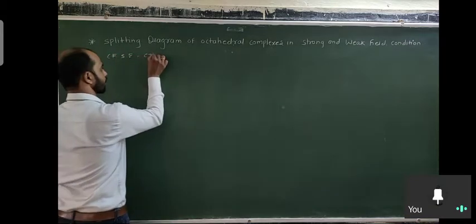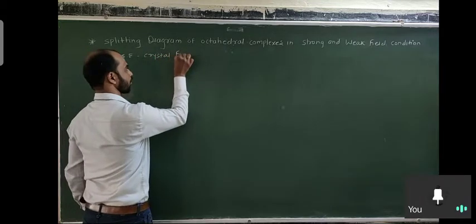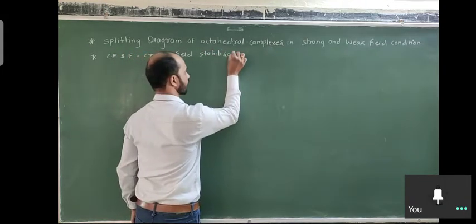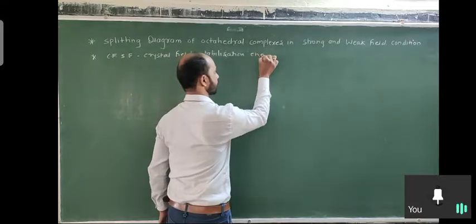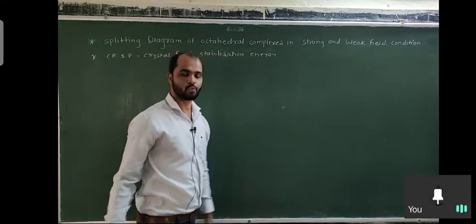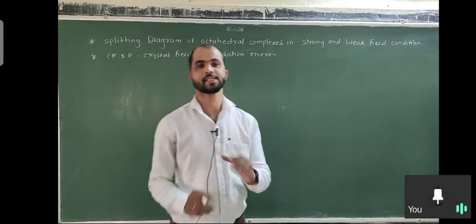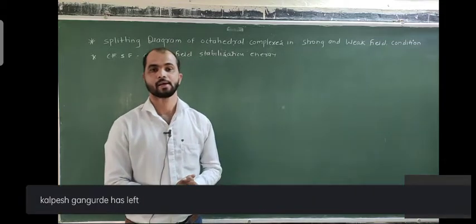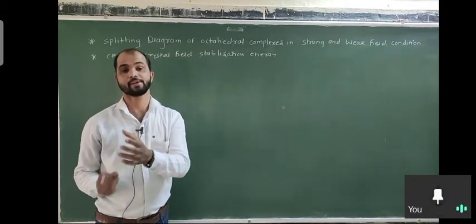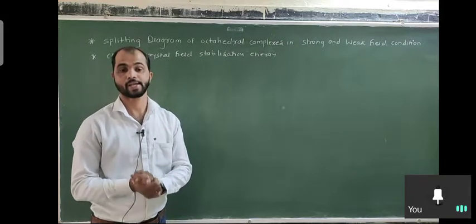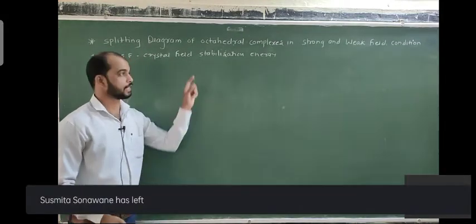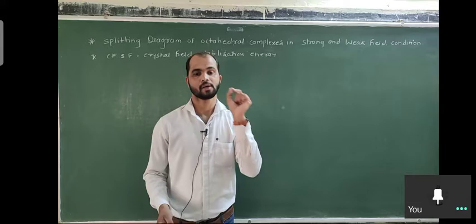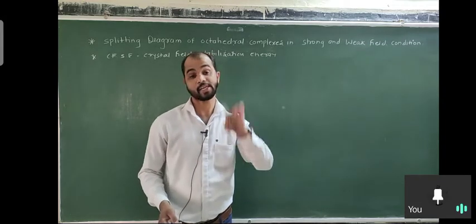It is the crystal field stabilization energy. So what is the CFSE? It is the decrease in energy caused by the splitting of d orbitals and occupancy of electrons in it. That is called CFSE. What is the CFSE? It is the decrease in energy caused by the splitting of d orbitals and occupancy of electrons in it.